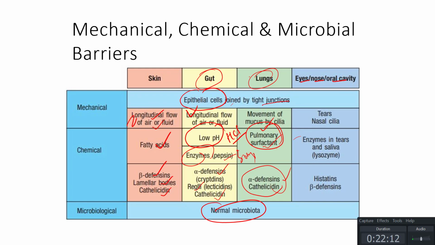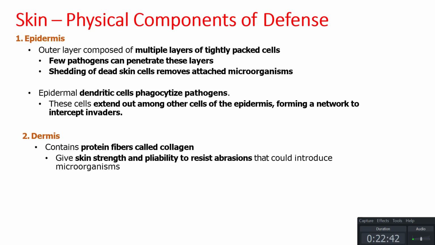Then if you see eyes and nose, as I was telling from the beginning, tears are considered a chemical barrier of the innate immune system. And then the nasal cilia in the nose, enzymes in tears, and saliva such as lysozyme. In tears we will also have antibodies, that we will talk about when we discuss adaptive immunity. Then statins will be there, and then the beta defensins. So these are the overall mechanical, chemical, and microbial barriers. We'll go one by one. First, we talk about the skin.